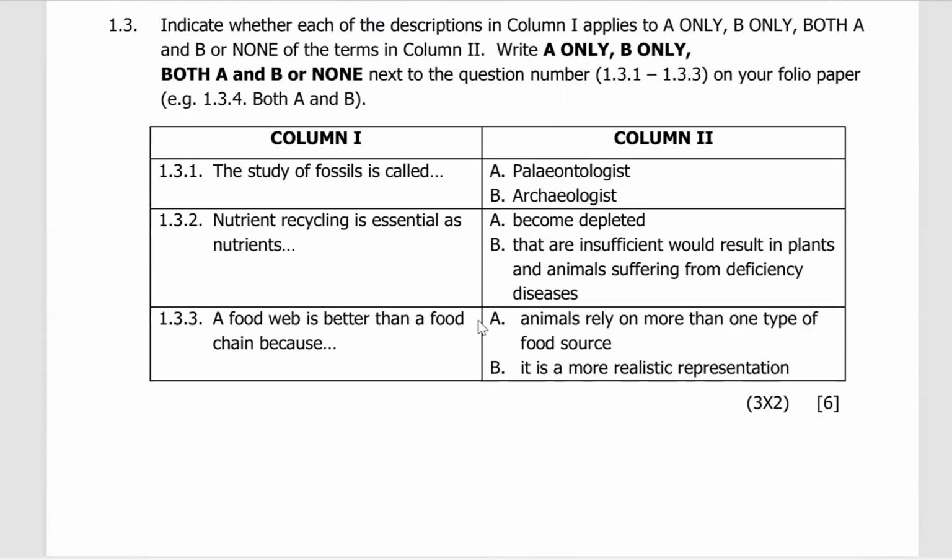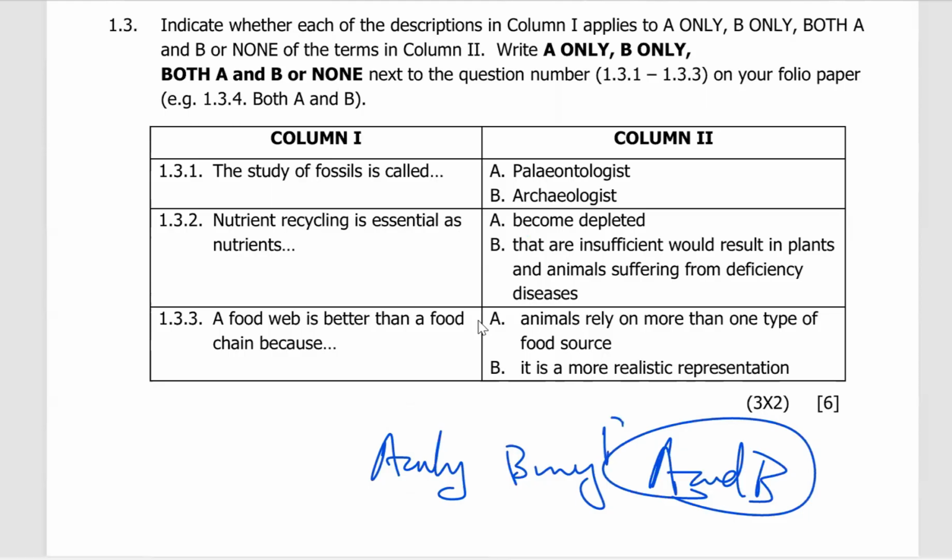Then we go to the next question. Here, when they say A only, you must write A only. B only, must write B only. A and B like that. So make sure that you write both A and B or none. So it must follow that procedure. The study of fossil is called... How do you call the study of fossil? Paleontology. The study of fossil is called paleontology. The paleontologist is the person who studies fossils. So the answer becomes none.